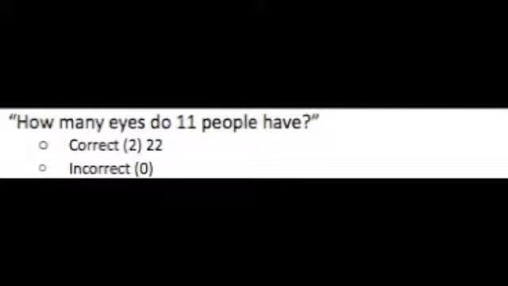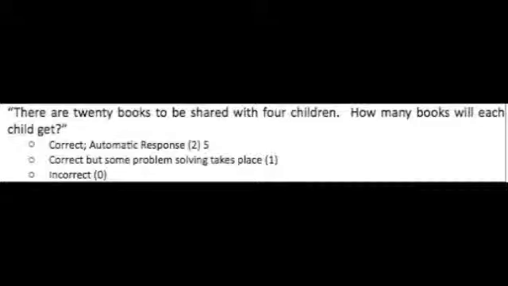All right. And Daniel, how many eyes would 11 people have? 22. How'd you know that? 11 times 2. And if there are 20 books and we wanted to share those among 4 children, how many books will each child get? 5. How'd you know that? 20 divided by 4. All right.